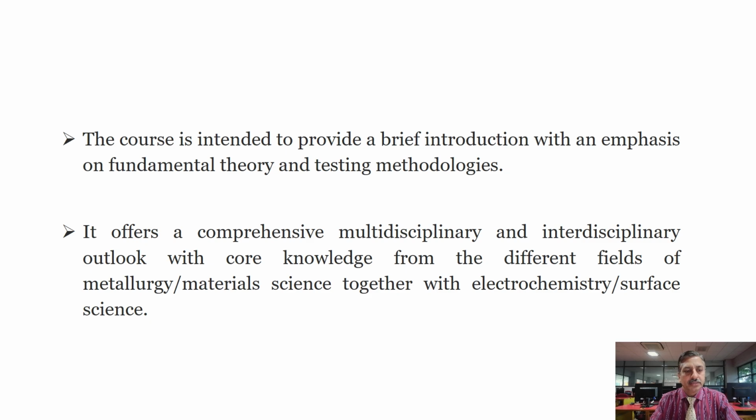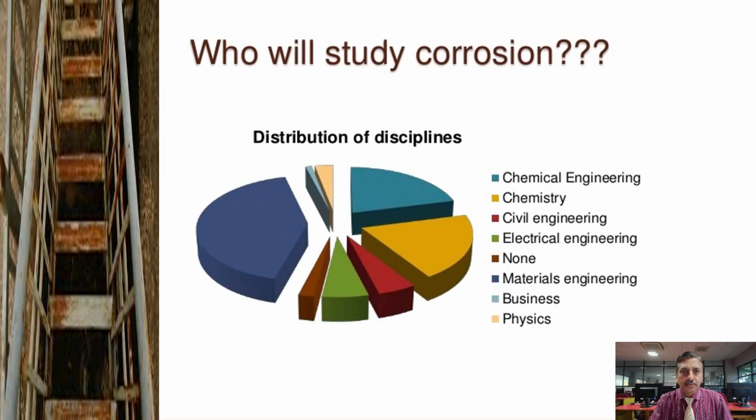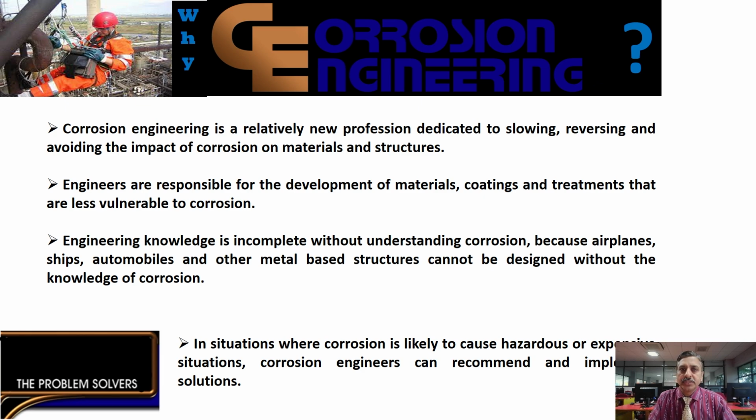Here, I'll give a brief introduction about corrosion science and how it is useful in different engineering applications. Who are going to study this corrosion? Almost all engineers, you can see the picture here: chemical engineering, chemistry, civil engineering, electrical, mechanical, all these people are studying corrosion. And why is corrosion engineering required? Corrosion engineering is a relatively new profession dedicated to slowing or reversing and avoiding the impact of corrosion on material structures. Engineers are responsible for the development of materials, coatings, and treatments that are less vulnerable to corrosion.